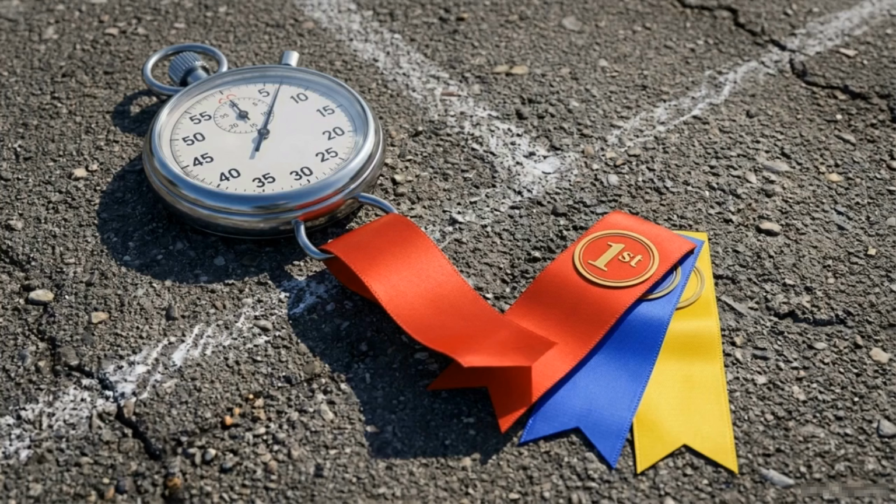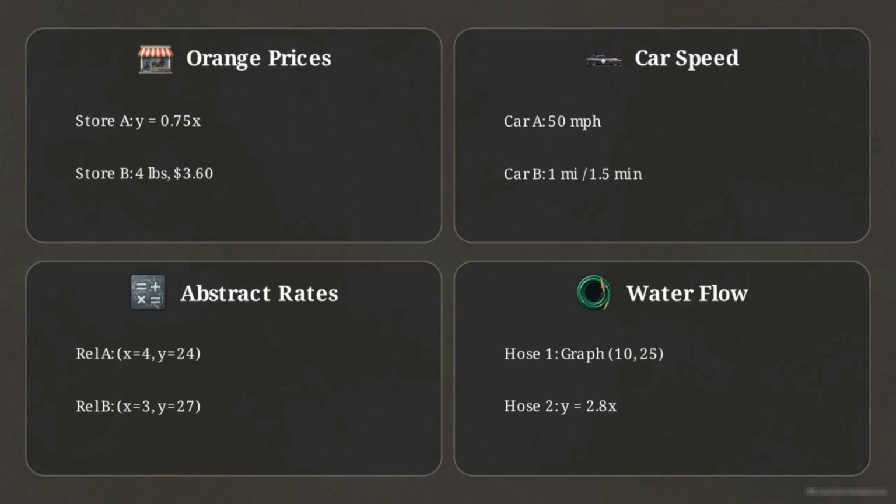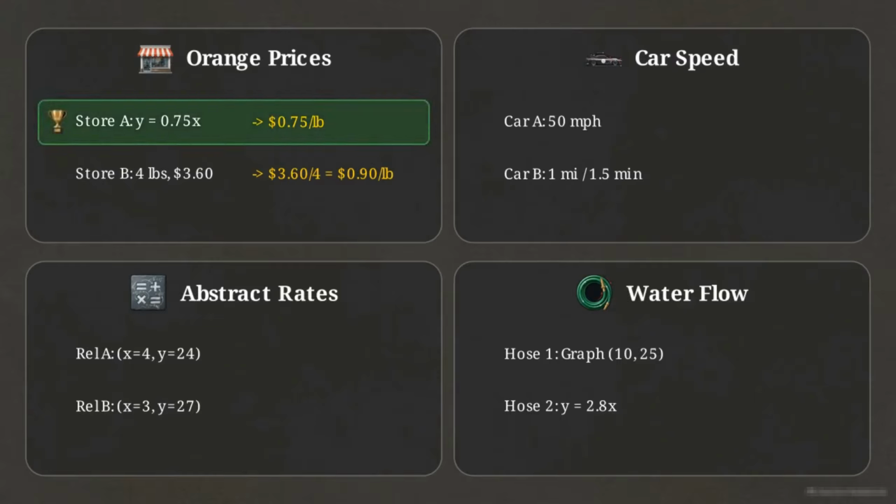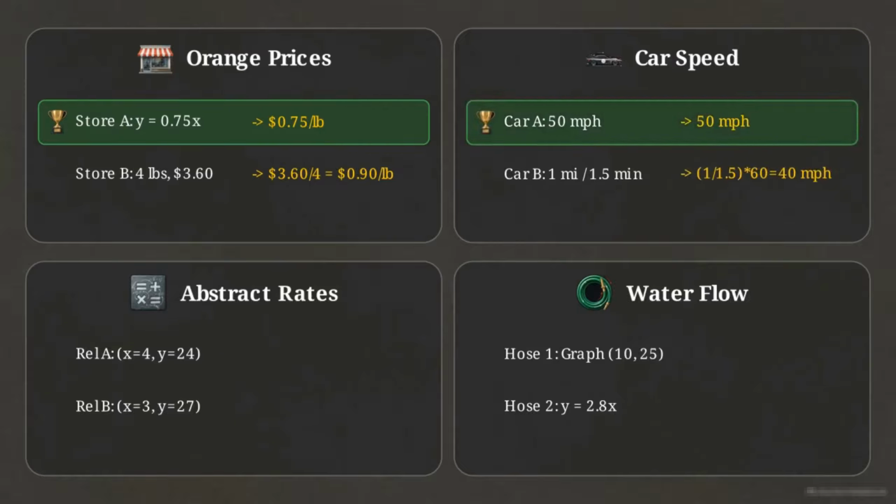Now it is your turn to test this out. Here are 4 quick scenarios where you have to compare relationships across different formats. Take a second to find the winner for each. Let's check the results. Store A is cheaper at 0.75 per pound compared to Store B's 0.9. Car A is faster because Car B's rate converts to only 40 miles per hour. Relationship B has a higher rate of 9, and Hose 2 fills the pool faster with a rate of 2.8.